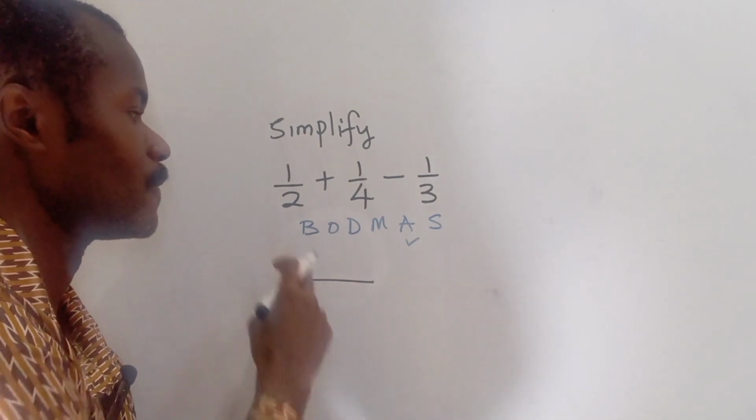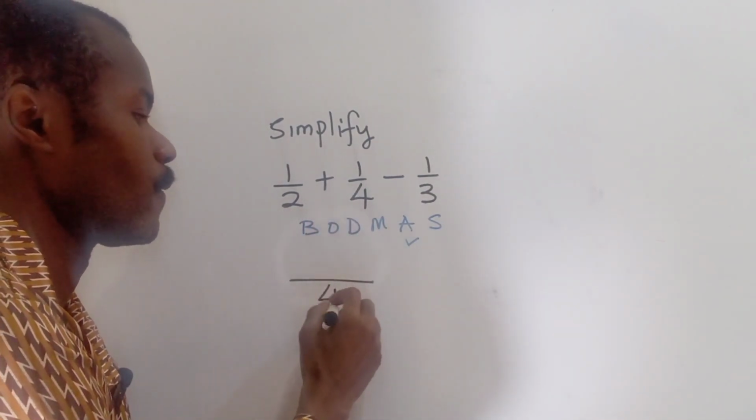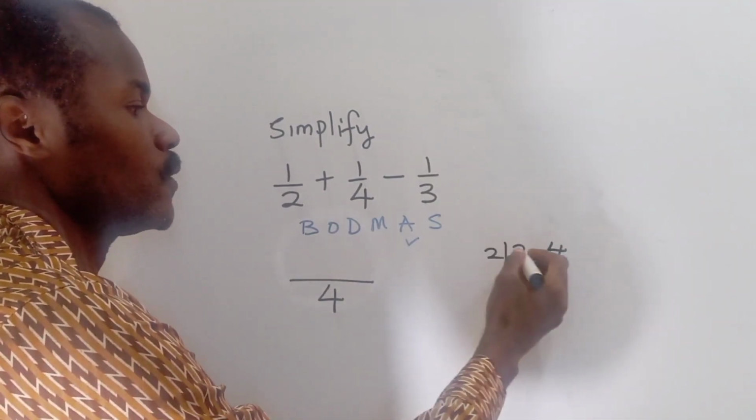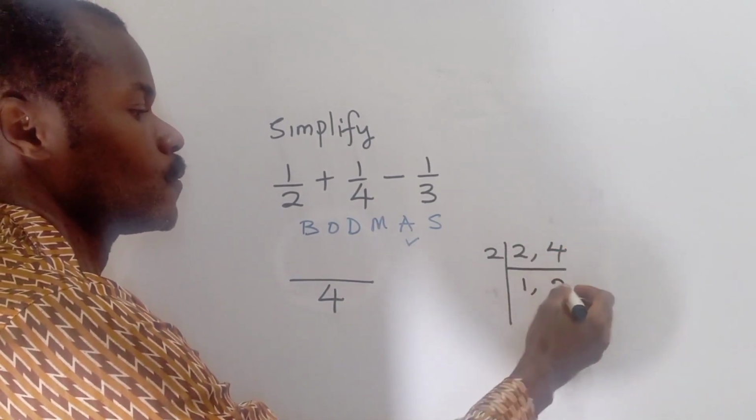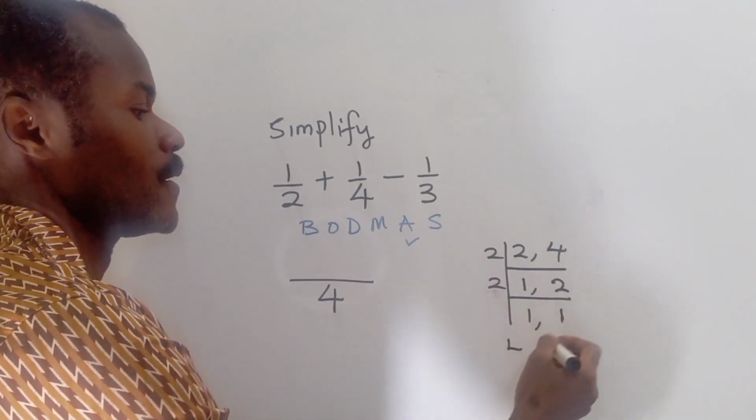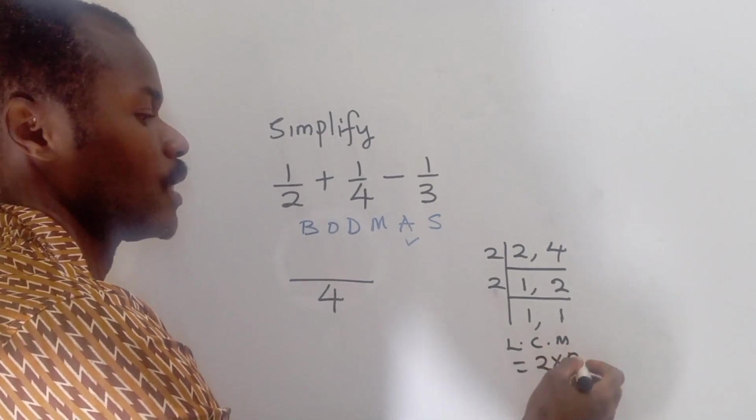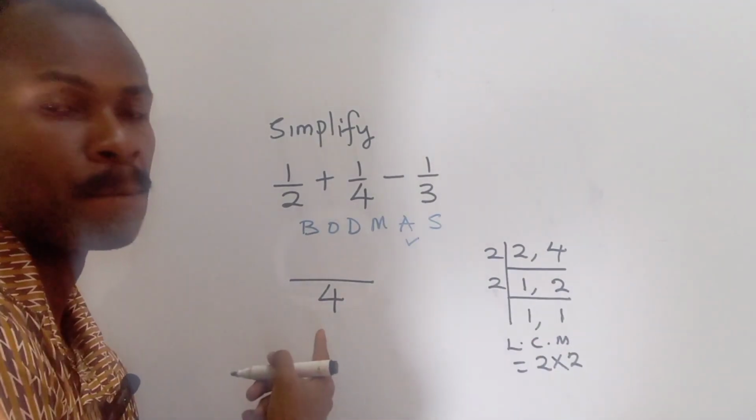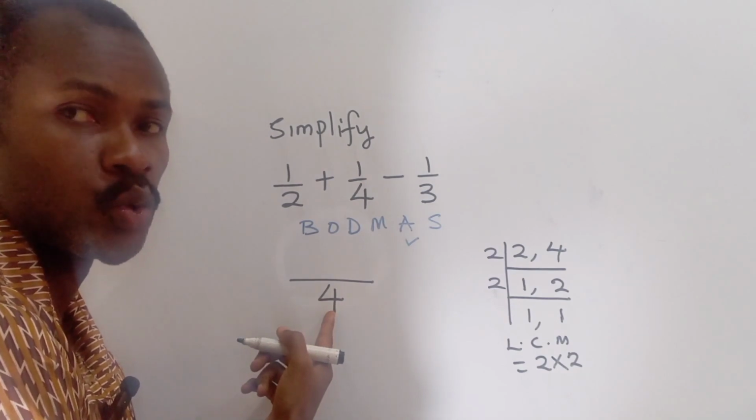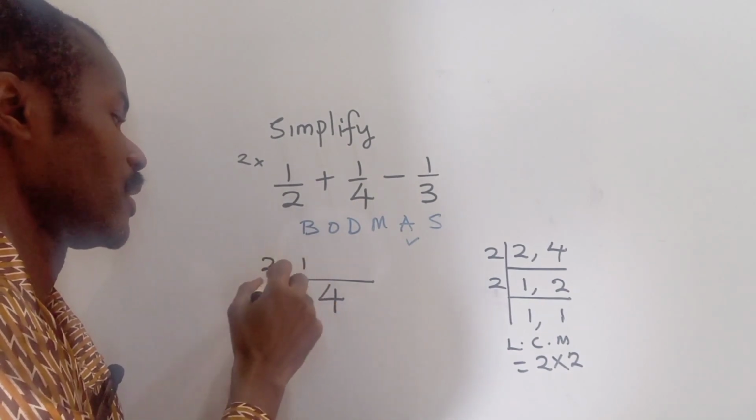Now the LCM method for this: what's the LCM of 2 and 4? It is 4. How did I get that? So we have 2, we have 4. 2 into this is 1, 2 into 4 is 2, and 2 into this is 1, and 2 into this is 1. So our LCM is the product of 2 and 2, so 2 times 2 is 4. So 2 is going to divide this 4, and that will give us 2. So we are going to multiply that 2 by this, so we have 2 times 1 there.